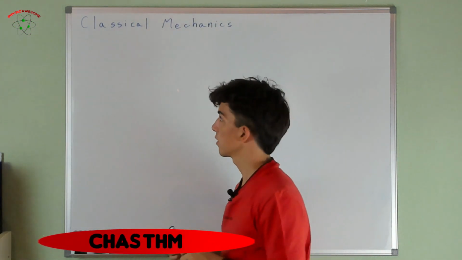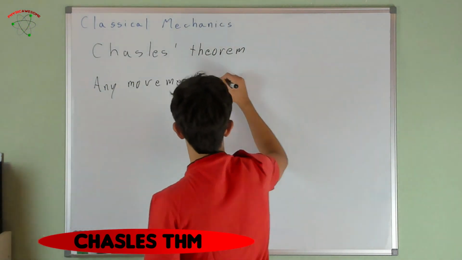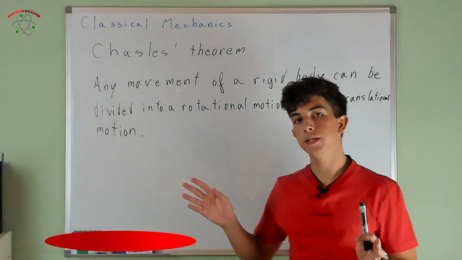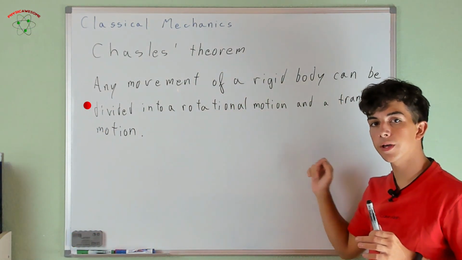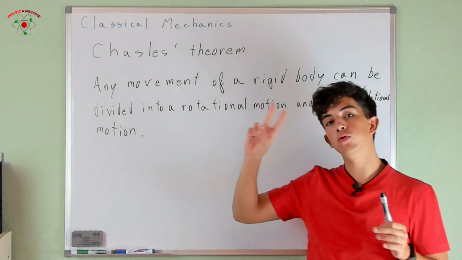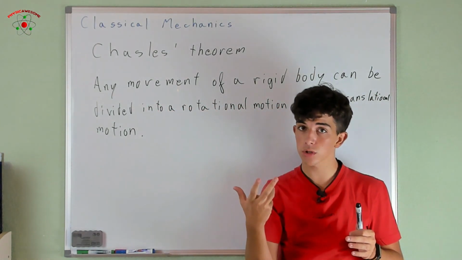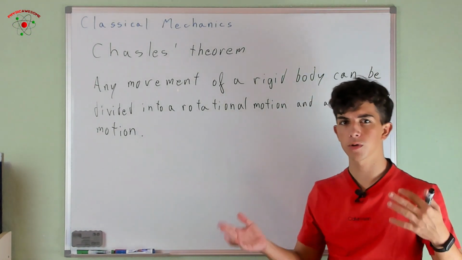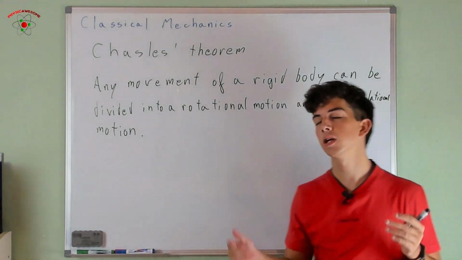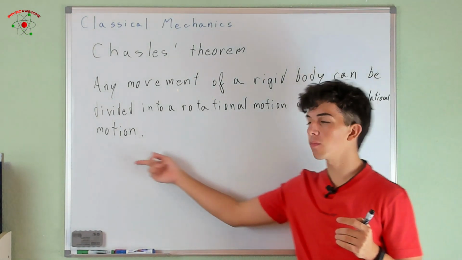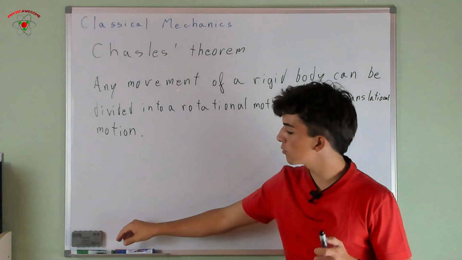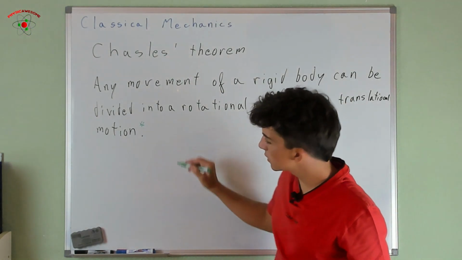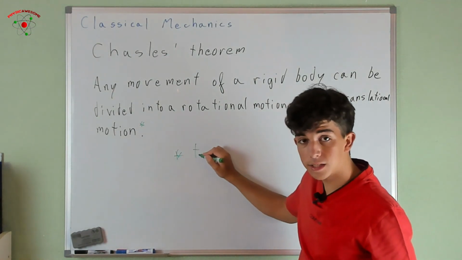It says the following thing. It says that any movement of a rigid body can be divided into 2 components: a rotational motion, in which we are going to have our rotational variables that are going to be pretty equivalent to the ones we have in translation in normal kinematics, and a translational motion. And specifically, I would like to make a small adjustment here, and this is a translational motion.